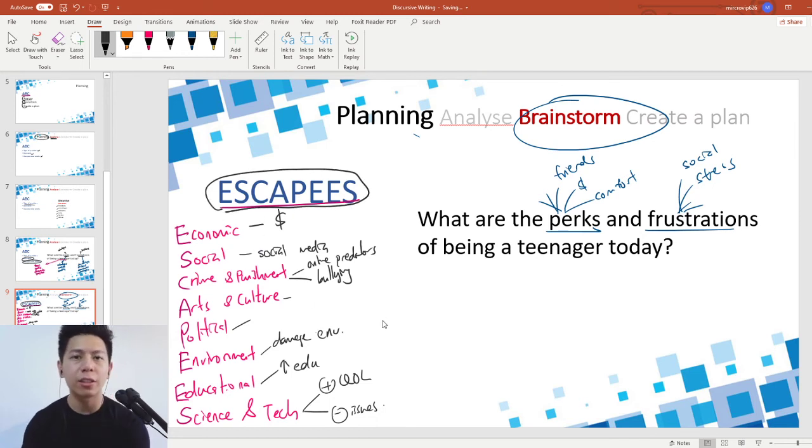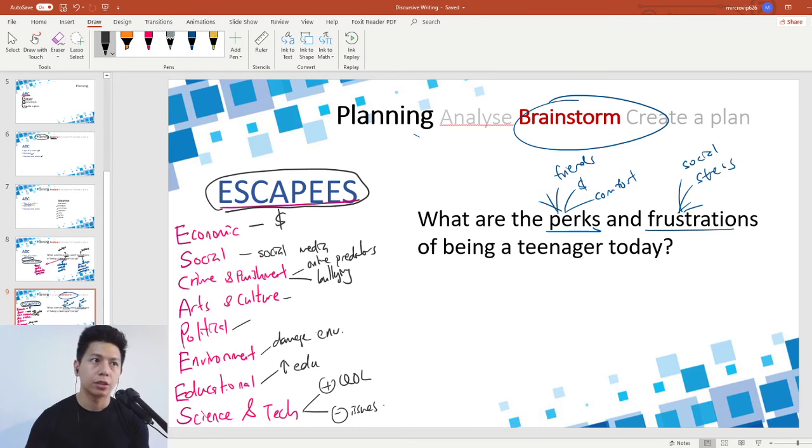Now, the quality of your points does not matter at this stage. I repeat, the quality does not matter. What matters is the quantity. Don't censor yourself by saying, oh, that's not a good point, I'm not going to write it down. Just write down all the points you have, and then later on, when you are trying to create a plan, you can pick the better points.